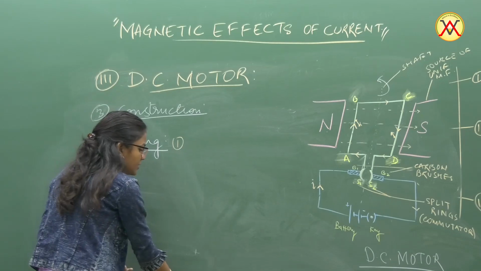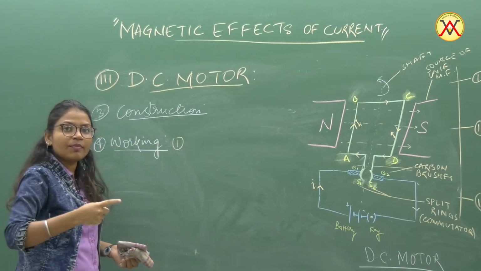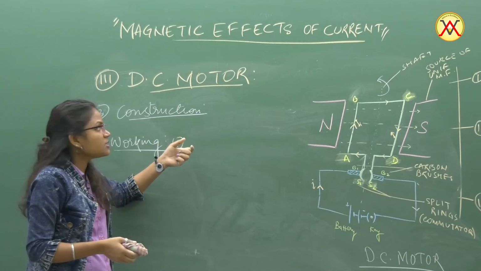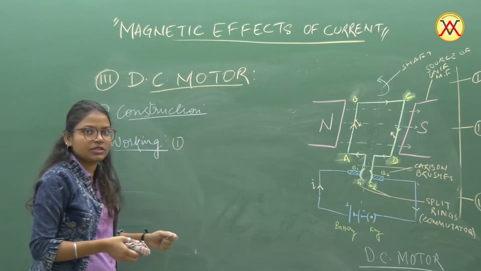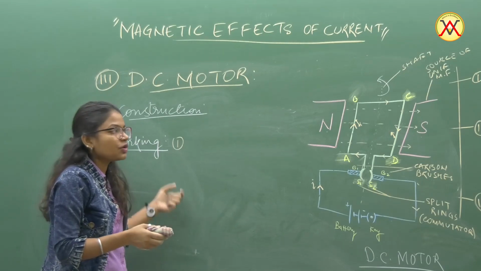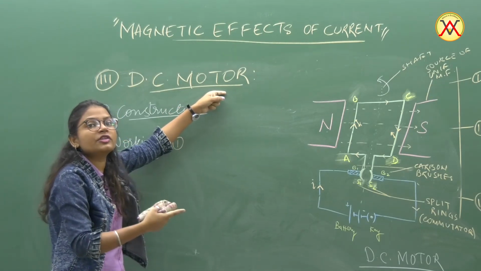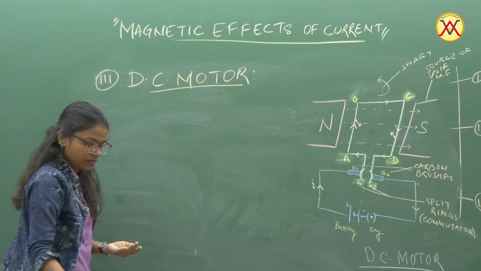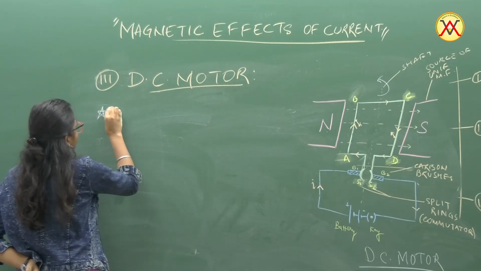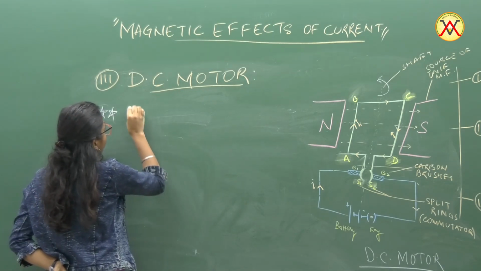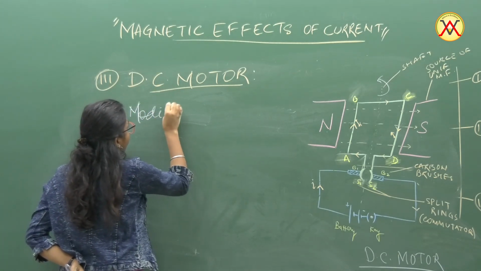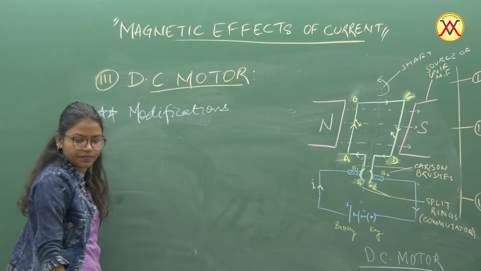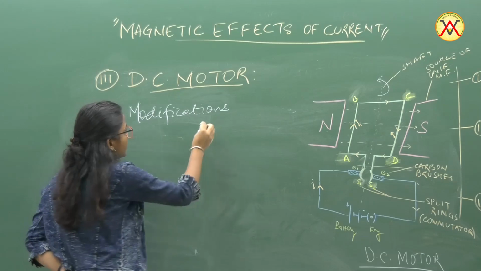Now, there is also a probability that in a 3 marks question they tend to ask you, what are the modifications in our conventional DC motor that we could do so that they be used commercially? Let's come to that point. Modifications so that they are used commercially.